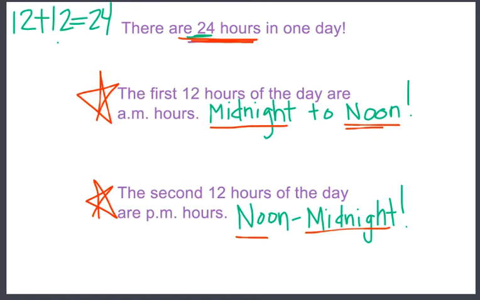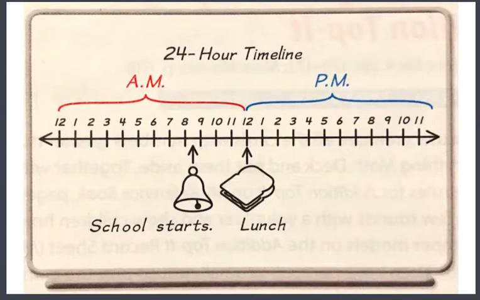Let's look at it on a timeline. Have you ever seen a timeline before? This is a 24-hour timeline. It kind of looks like one of our number lines, doesn't it? But instead of helping us solve addition or subtraction problems, it shows time periods, such as years or hours, months, or days. This one shows a 24-hour time period.